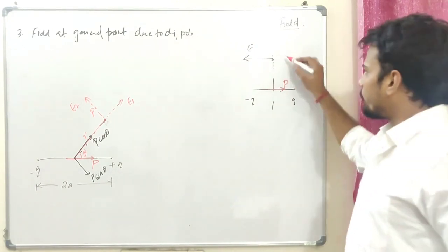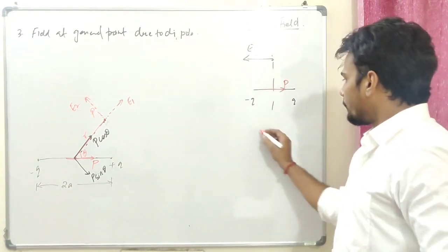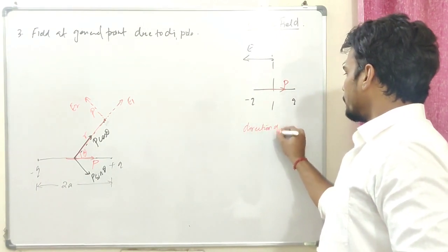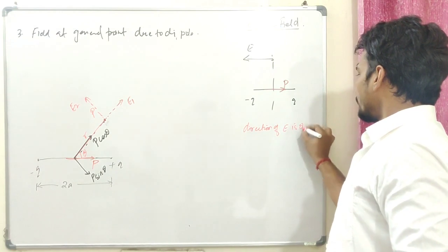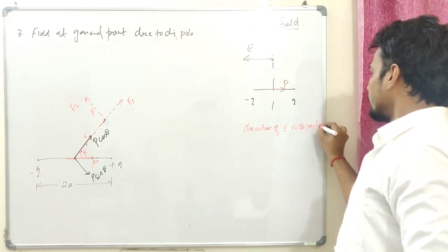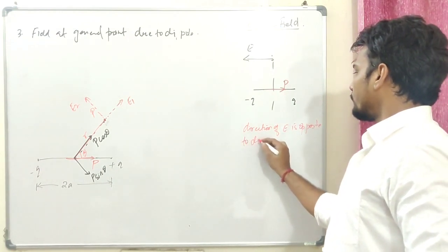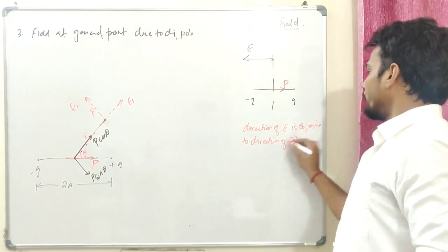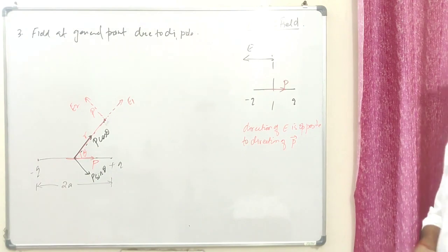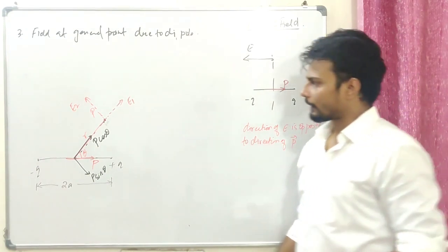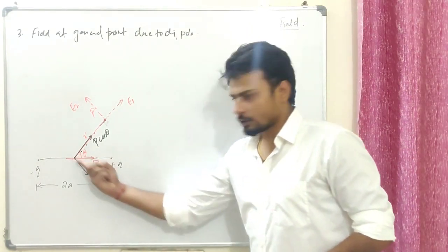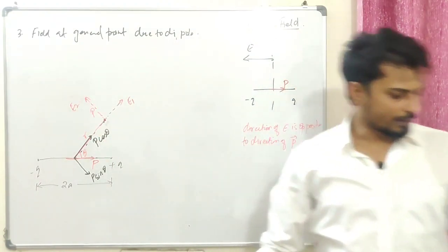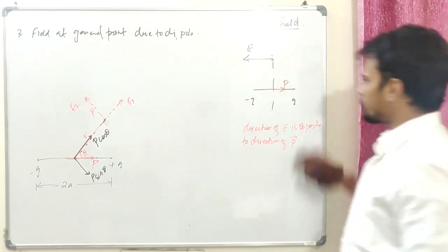In this case, when the point is on the perpendicular bisector, the direction of E is opposite to the direction of the dipole moment. Fair enough? That's how we had it. The same I'm applying here. The moment is along this direction, so the field should be along this direction. All right, guys, that shouldn't be a problem for any one of you.